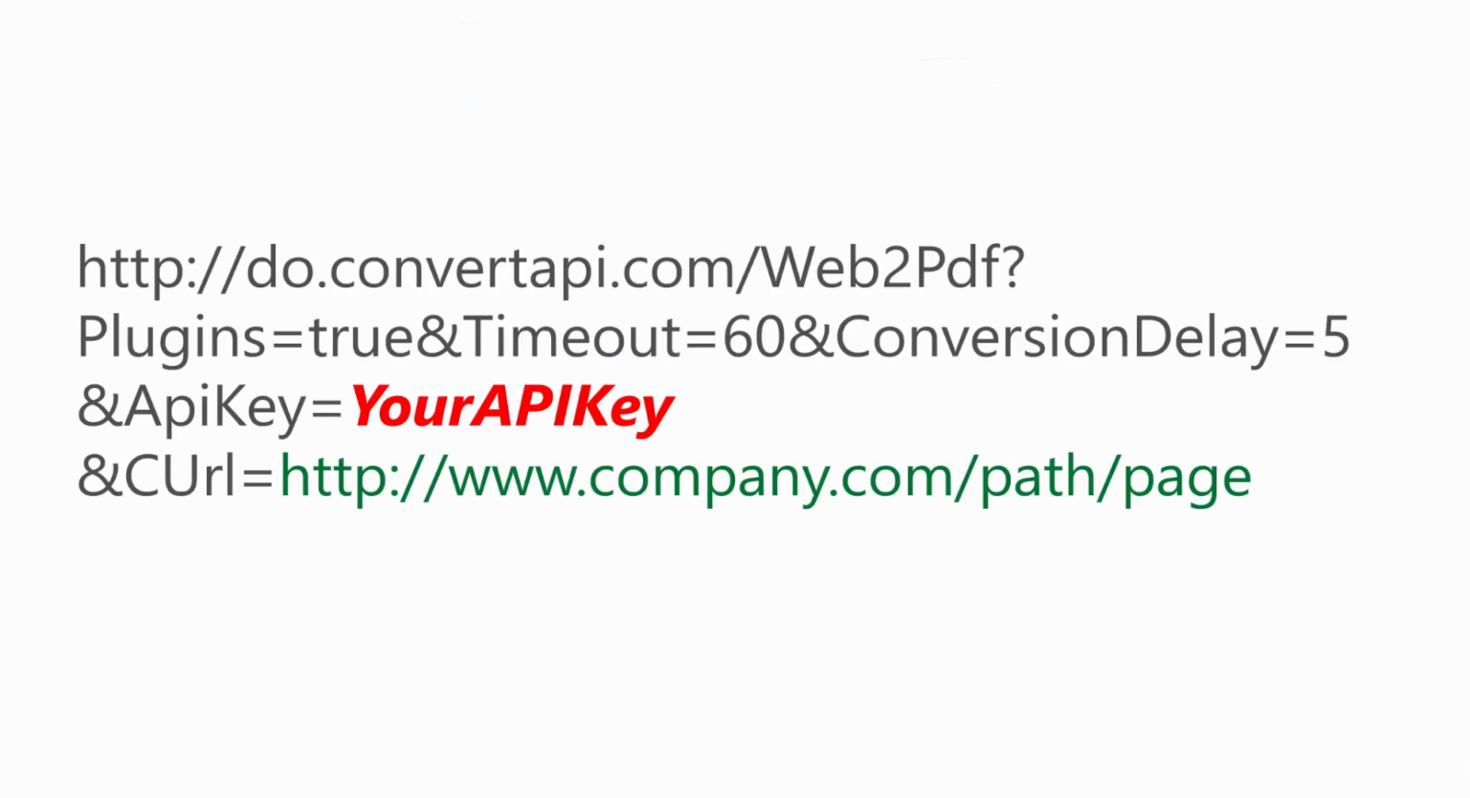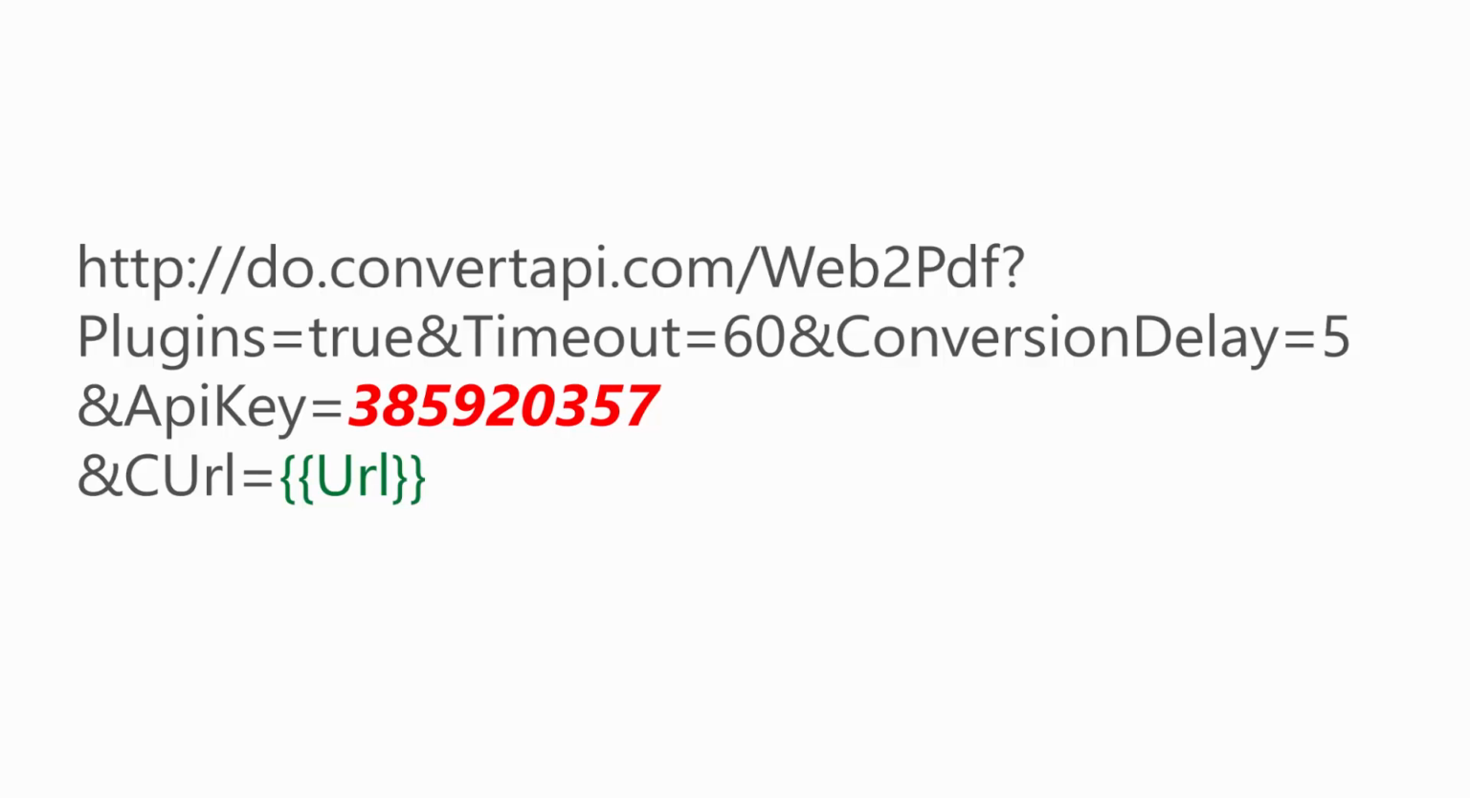Remember the Convert API URL? It's a long one, and it has a lot of parameters or variables that we're feeding Convert API, but there's only two really important ones, your API key and the URL of the page you're trying to convert. Your API key is what you got when you created your account on Convert API. So you can replace your API key with your API key. And no, that's not my API key. I made it up, so don't try and use it.